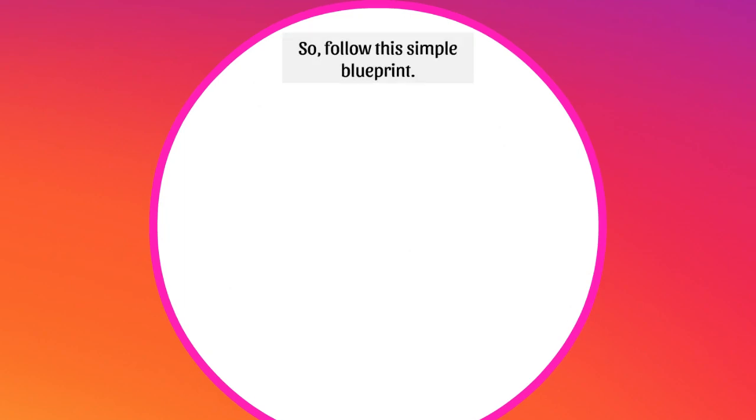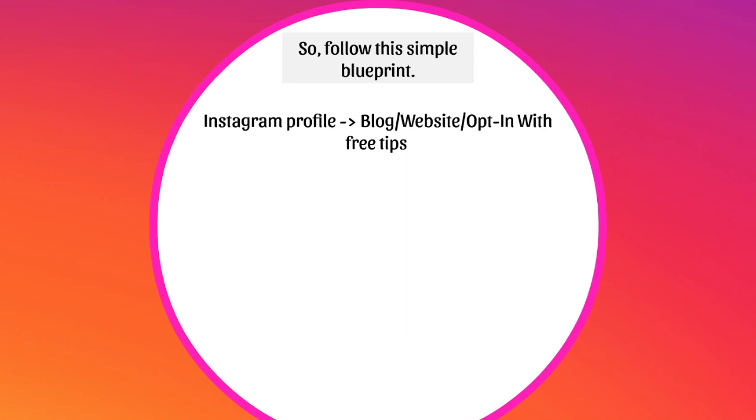So here's a basic blueprint that you can follow. From the Instagram profile, I recommend that you direct them to either a blog, your website, or an opt-in with free tips. So you're still trying to build their trust. They're still semi-cold traffic. If you send them to a blog with more content, more free information, then that's going to gain their trust. They're more likely to want more, right? Or if you have a brand, you can send them directly to your website and they can buy the products. But at the end of the day, you can use an opt-in with free tips or a squeeze page to build your list first.